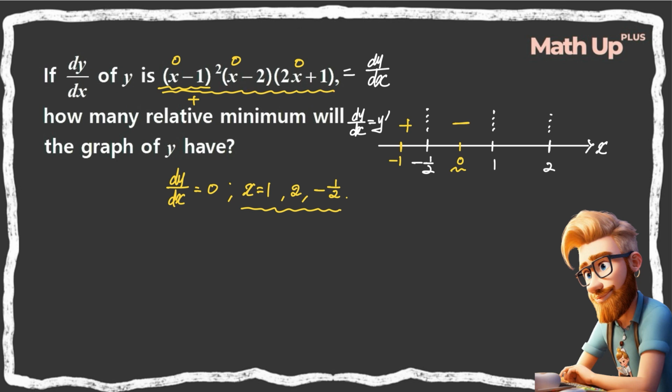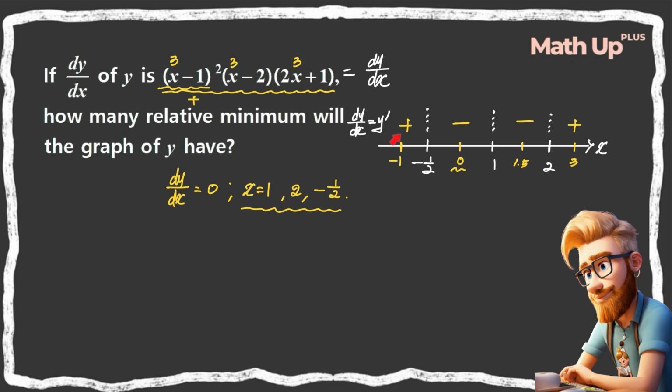So negative here. Substitute maybe 1.5. This is a positive. 1.5 minus 2, that's negative. 3 plus 1, that's positive. So negative times a positive, that's a negative. Negative here. So lastly, plug in 3. So positive times 3 minus 2, positive. 6 plus 1, positive. So they're all positive. So this interval must be positive.